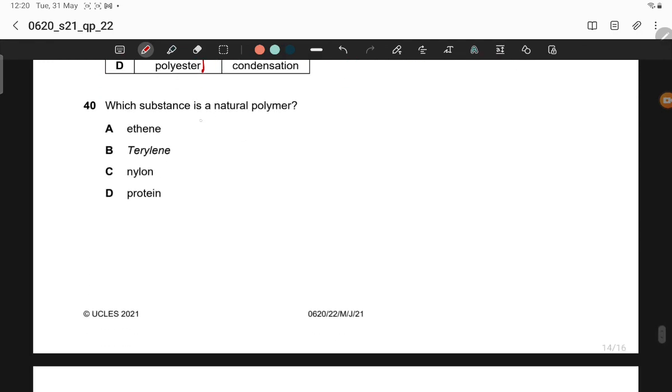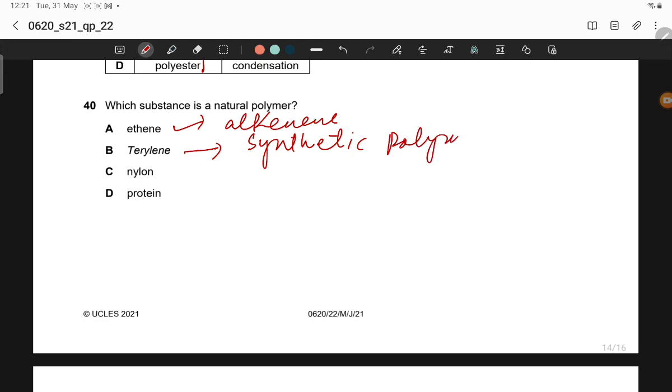Question number 40. Which substance is a natural polymer? Ethene is an alkene, not a polymer. Terylene is a synthetic polymer. Nylon is also synthetic. Protein is natural. So D option must be correct.